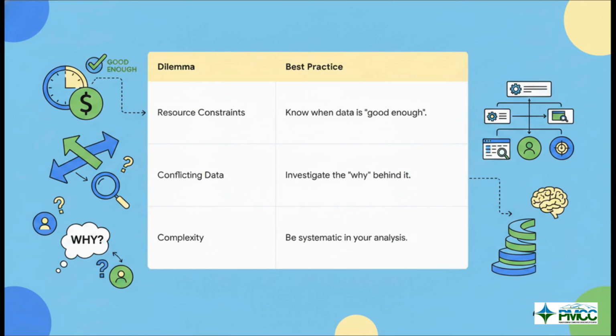And when you do find that conflicting data, don't just ignore it. Dive into it. Ask why it's conflicting. Is it because of someone's bias, a different lived experience? That's where the real learning is. And just remember to be systematic as you analyze everything. It'll help you manage the complexity.